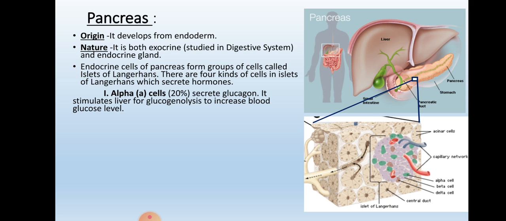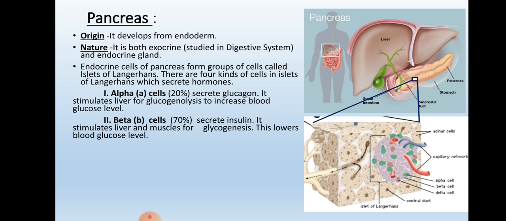Yes, alpha cells secrete glucagon, which stimulates the liver for glycogenolysis, increasing blood glucose level. Beta cells secrete insulin, which stimulates the liver and muscle for glycogenesis, the formation of glycogen, and this causes lowering of blood sugar level.